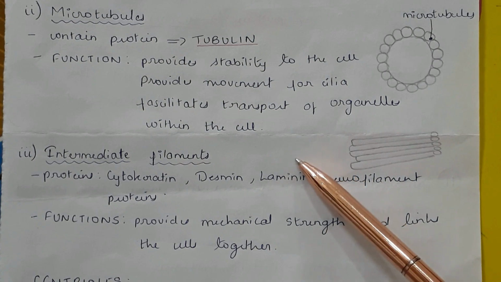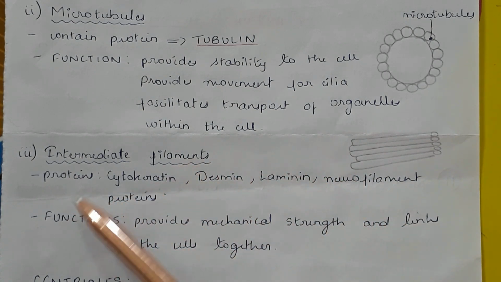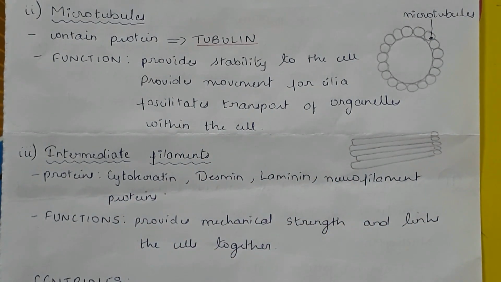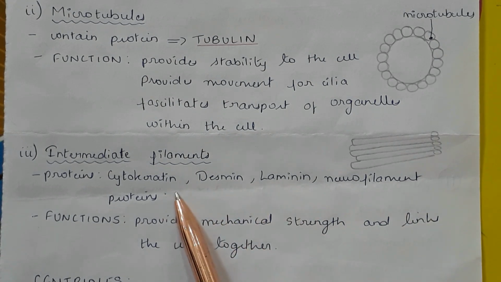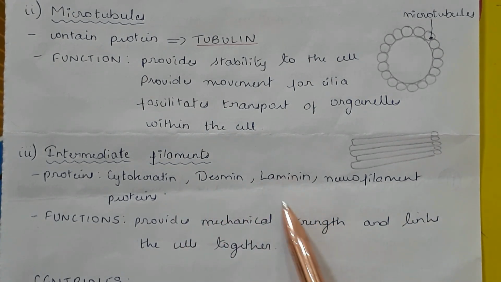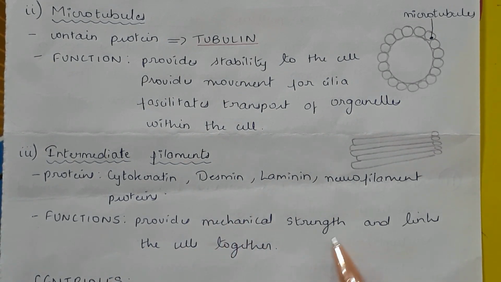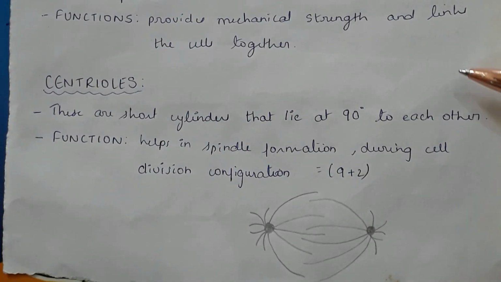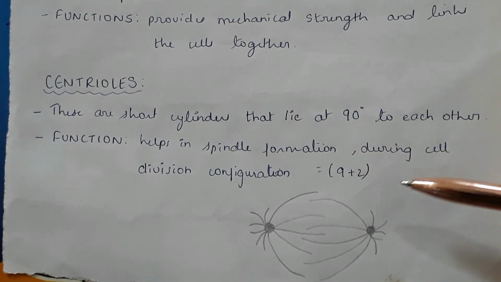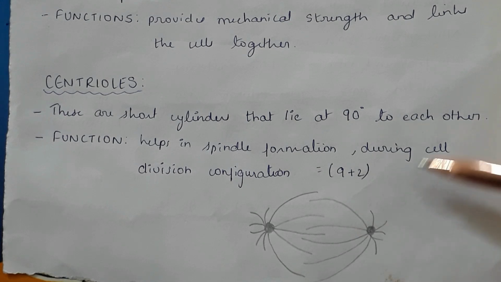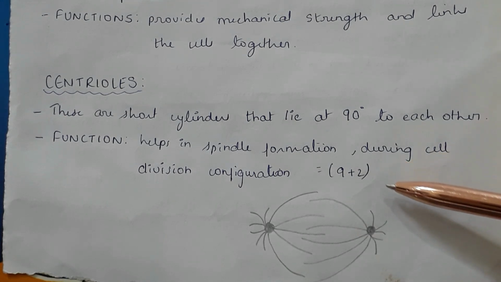Intermediate filaments. They comprise proteins which include cytokeratin, desmin, laminin, and neurofilament proteins. Functions of intermediate filaments: provides mechanical strength and links the cells together. Centrioles. These are short cylinders that lie at 90 degrees to each other. Function: helps in spindle formation during cell division.